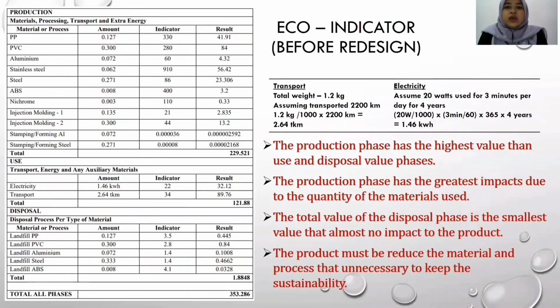The table shows the eco indicator for the before redesign toaster. It consists of 3 phases, which are production, use, and disposal. The production has the highest value, then the use and disposal phases. The production has the greatest value because of the quantity of material used. The total value of the disposal is the smallest, with almost no impact from the product. The total of all phases is 353.286. The product must reduce the material and processes that are not necessary.